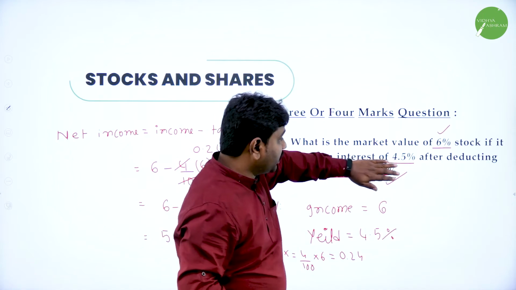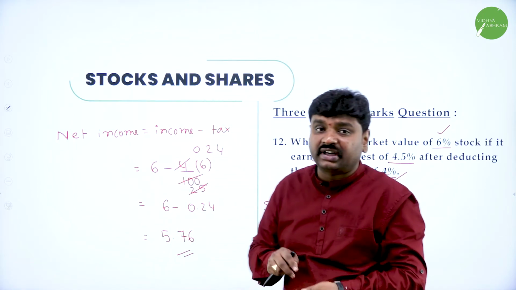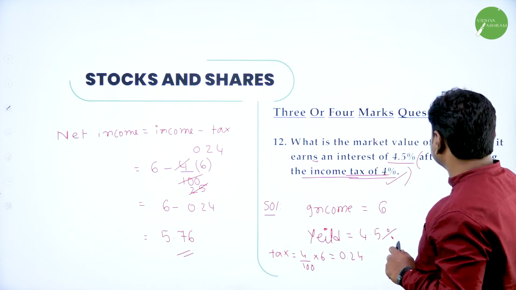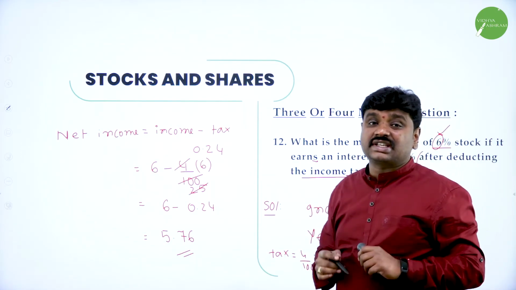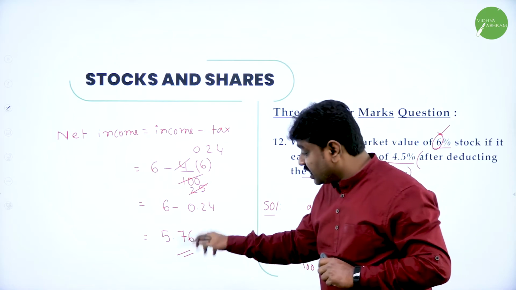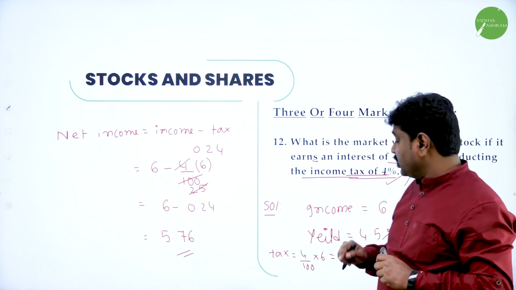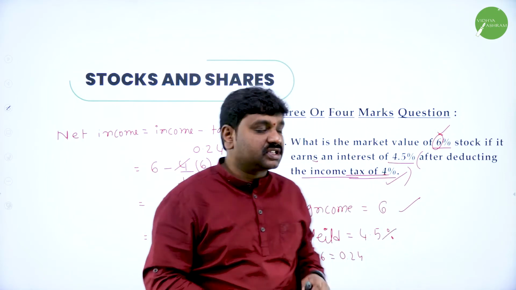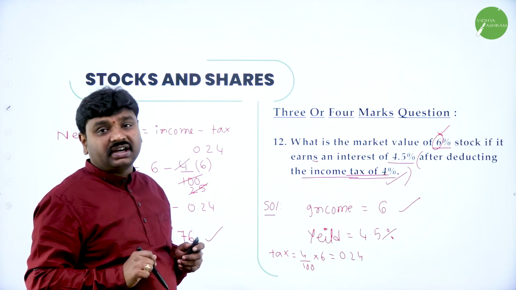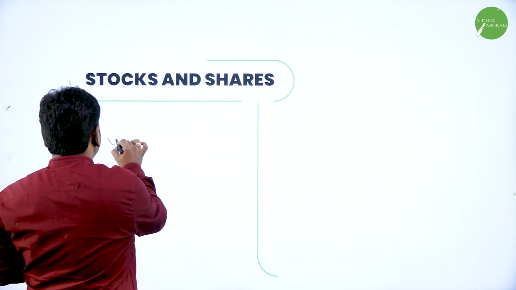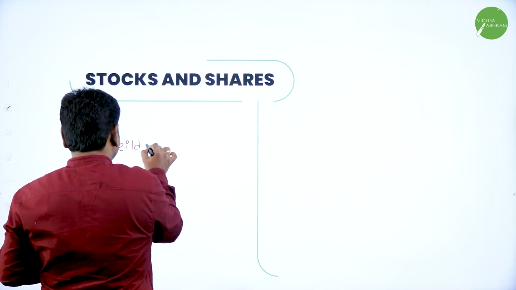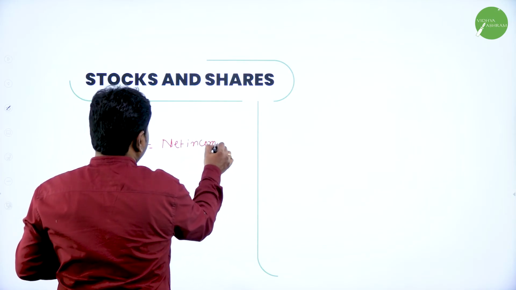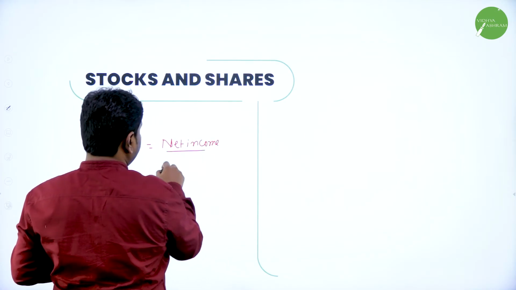If they don't say after deducting the tax, I would have taken 6 as income. Now I cannot take 6 as income. My net income is decreased because tax is deducted. So income is 6, but net income is different. What is net income? 5.76. Yield is calculated on your net income. Because tax is deducted, we say net income; if there were no tax, we would have said income.